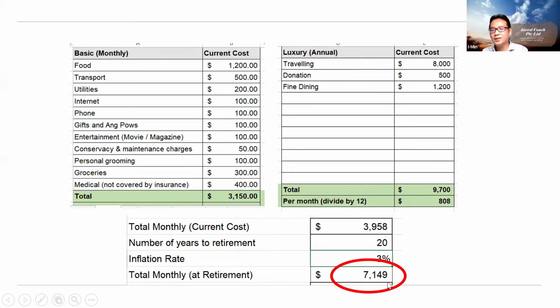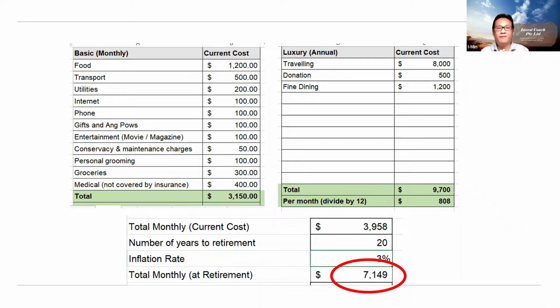And considering inflation, 20 years later, this basket of goods that cost me $4,000 today, at an inflation rate of 3%, 20 years later will cost me about 7,149. So this is how I set my objective. So basically, on the day I achieve financial freedom or the day I retire, I should have a passive income of 7,149.